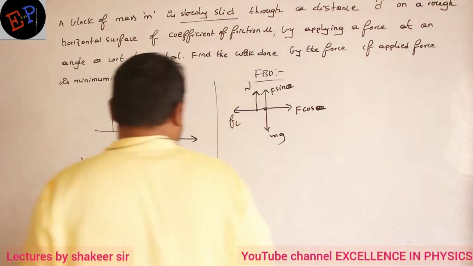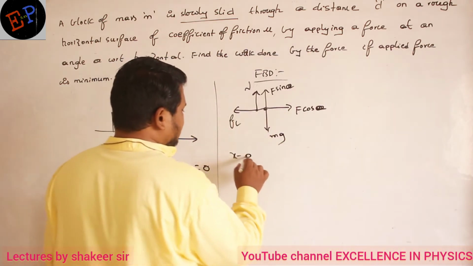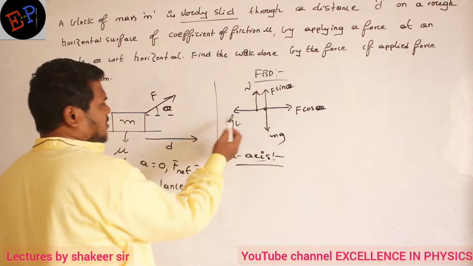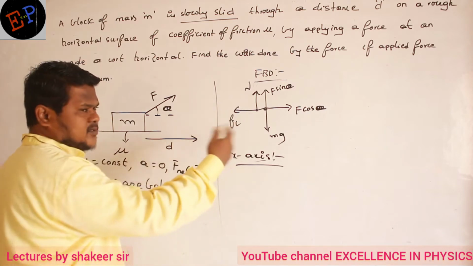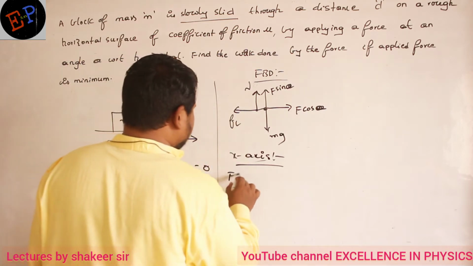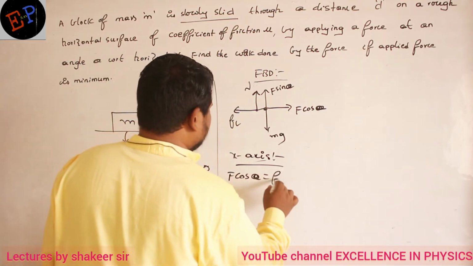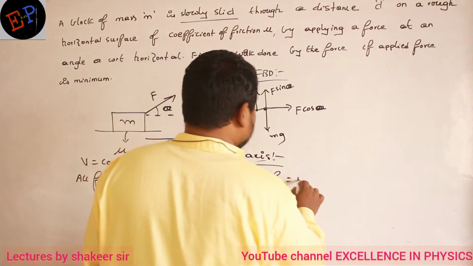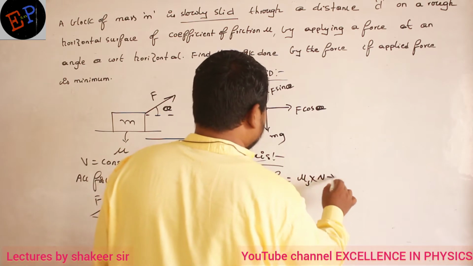Now take the x-axis. Along the x-axis, the forces present are F cos alpha and the limiting friction. Definitely they should be equal. So I will write F cos alpha equals the limiting friction. The equation for limiting friction is mu s into N. Let it be my first equation.